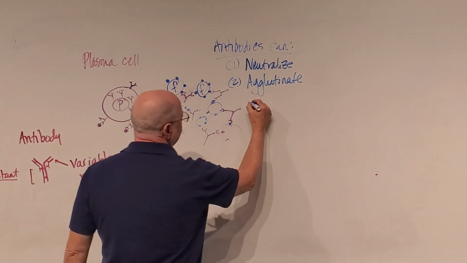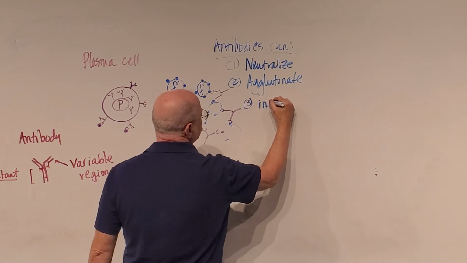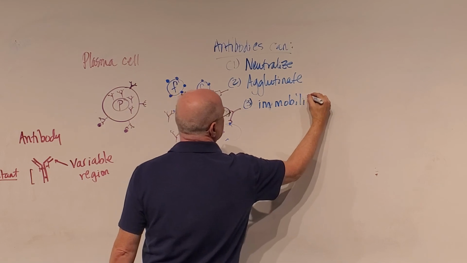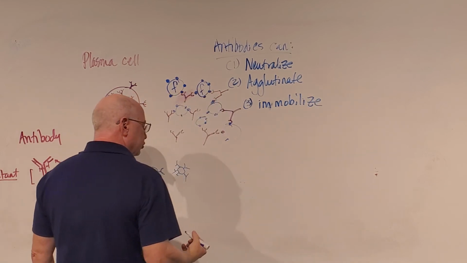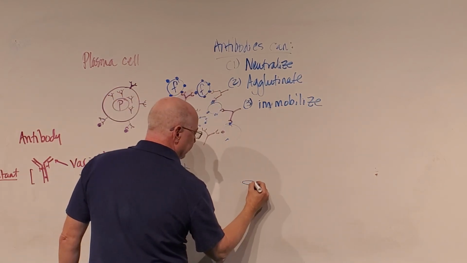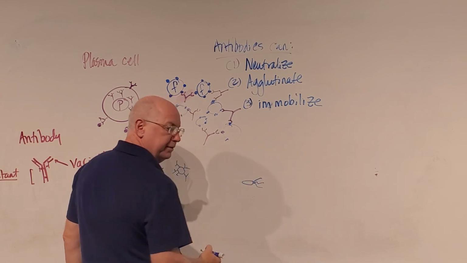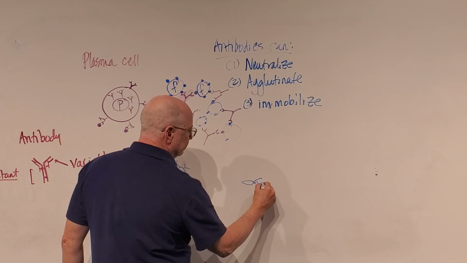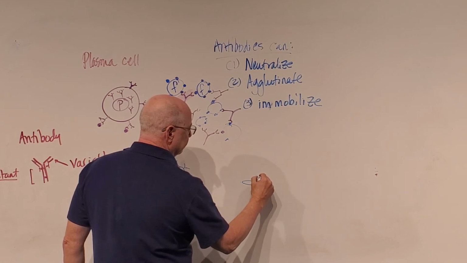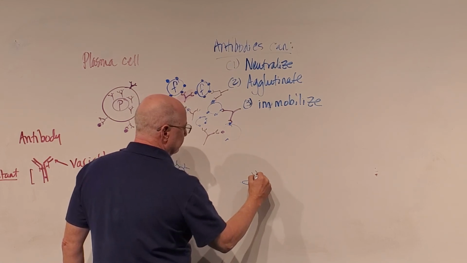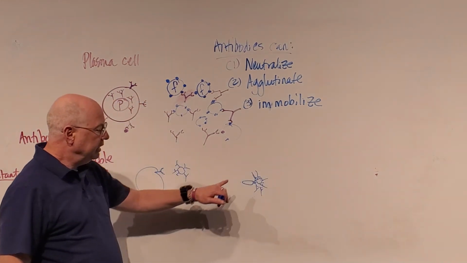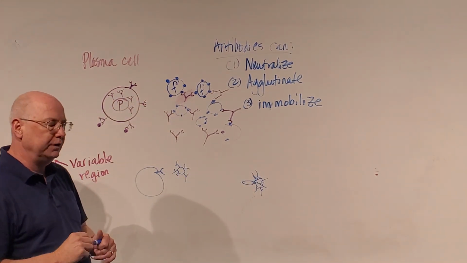Another effect antibodies can have is that they can immobilize some cells. Some foreign invaders have flagella that allow them to swim around or move. And if I have antibodies binding to these flagella, it could disrupt their ability to function, and so they can immobilize certain foreign invaders.